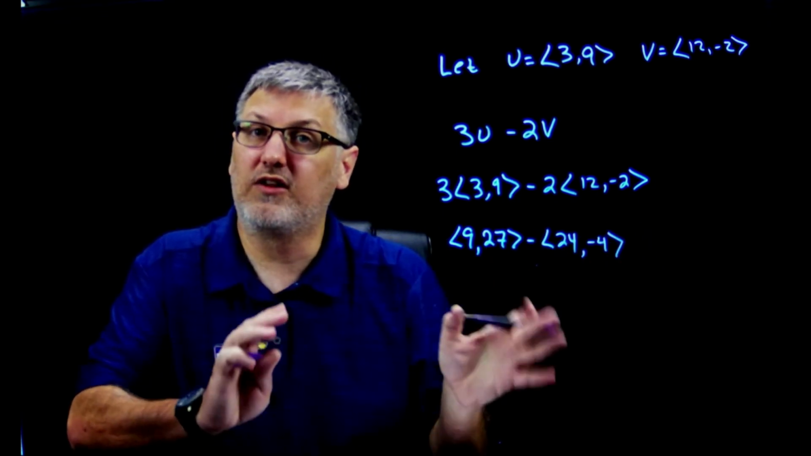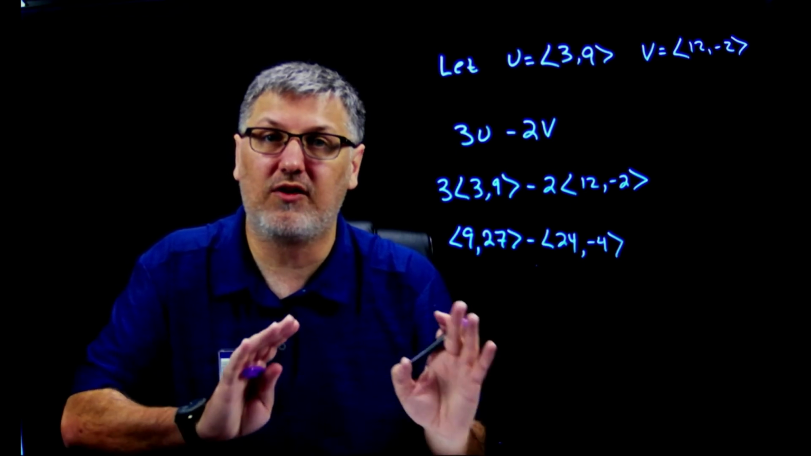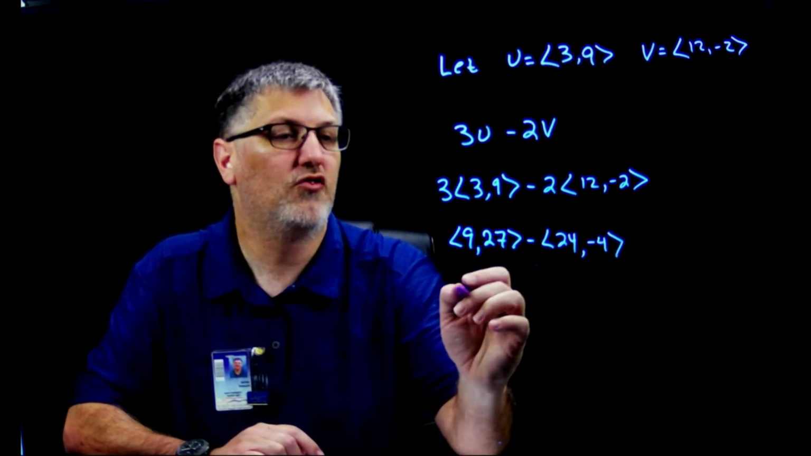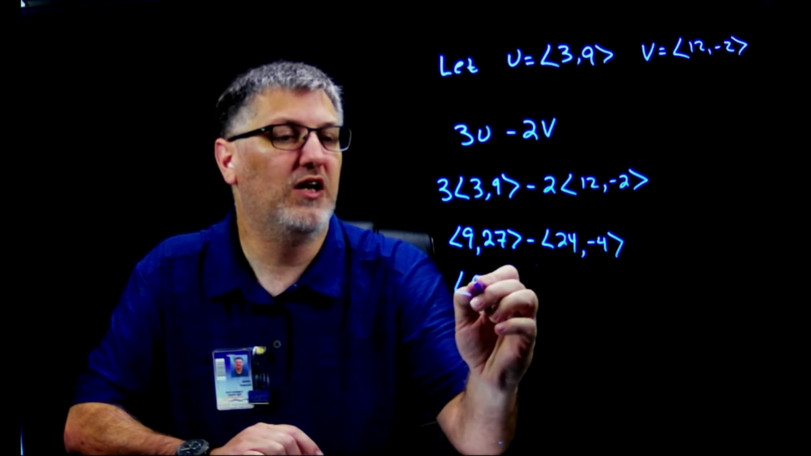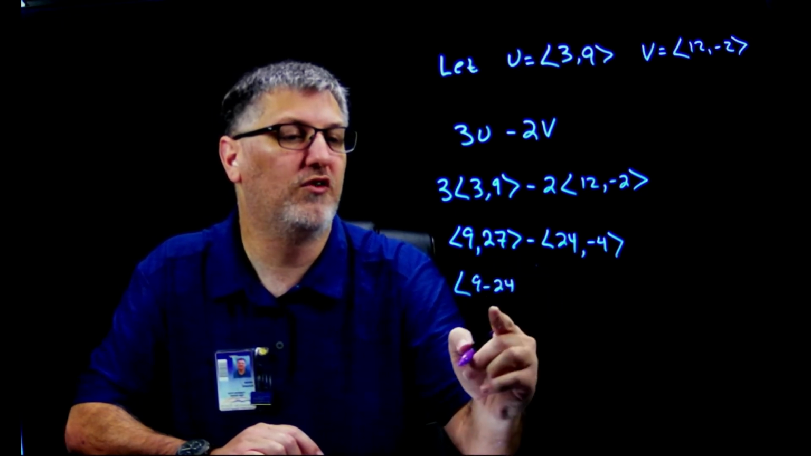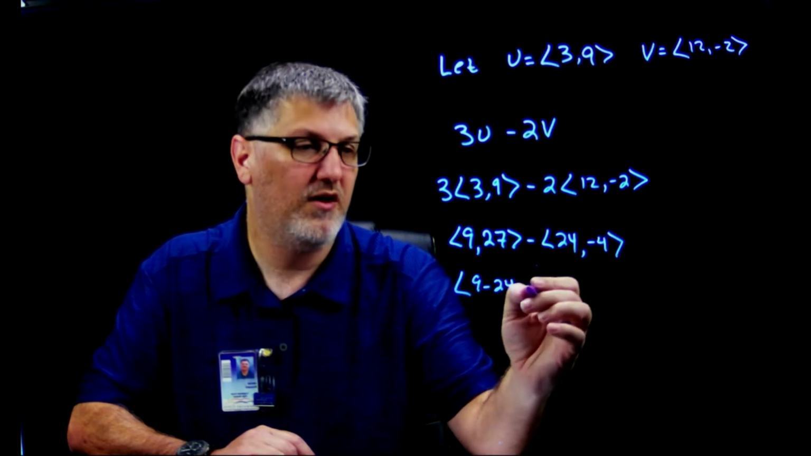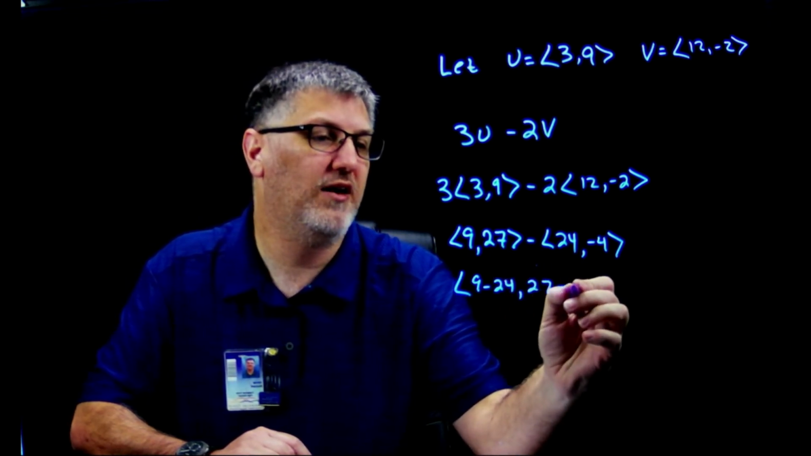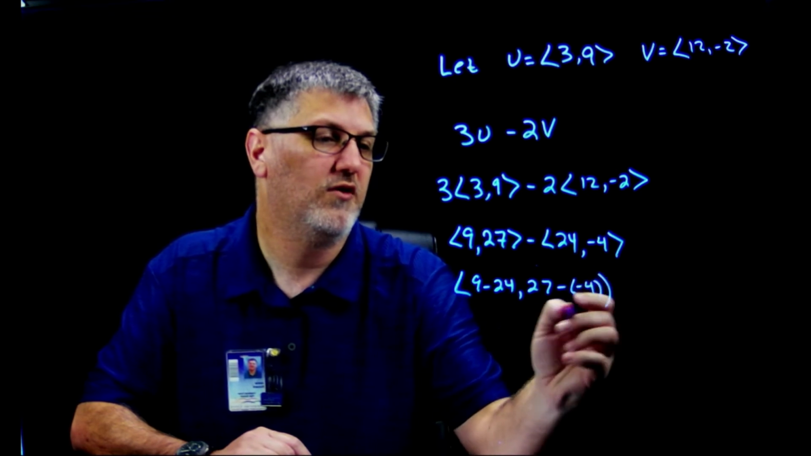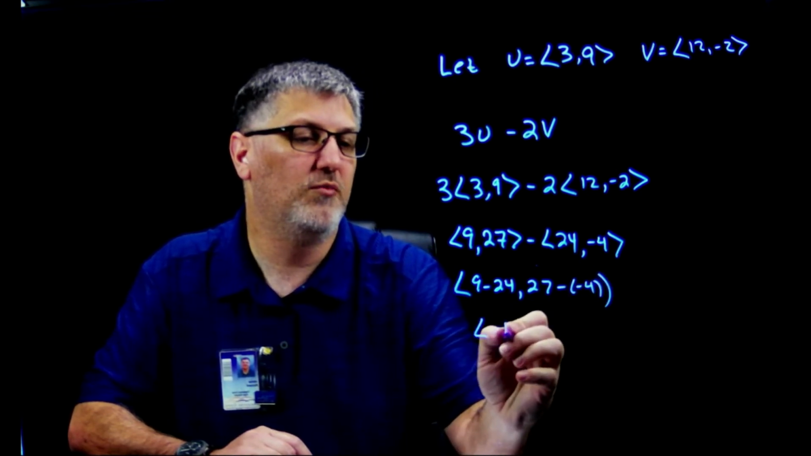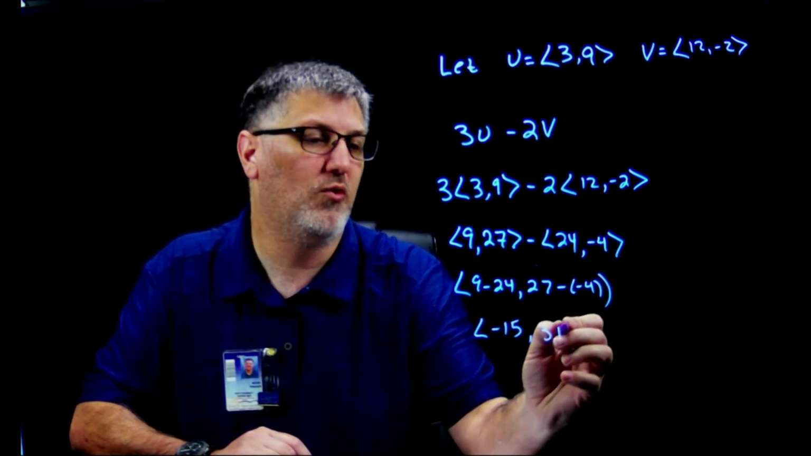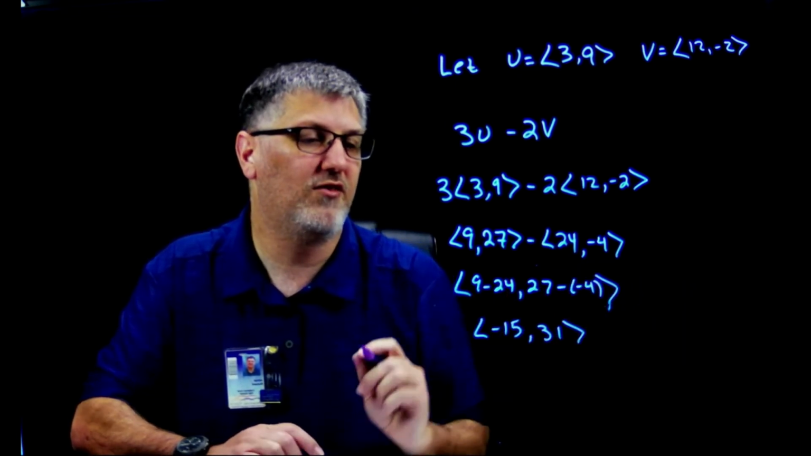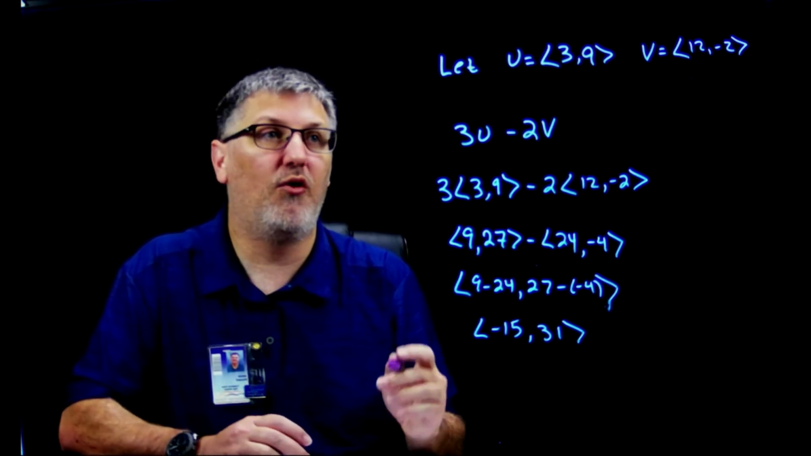All right, so I've got the multiply by a scalar done. I've got my multiplication done. Now we go to add, subtract, left to right. I'm subtracting, so I'm going to do, let's see, 9 minus 24. This should be negative 15. And then 27 minus a negative 4. This turns into plus, so it should be negative 15 comma 31. Why did I use that bracket? That's wrong. It's that. And that's really how I would ask you to do it.